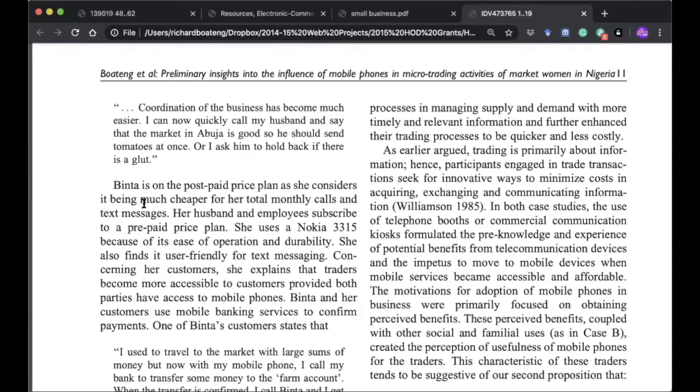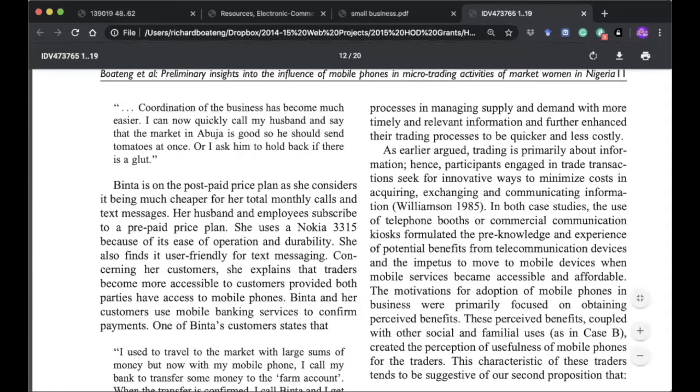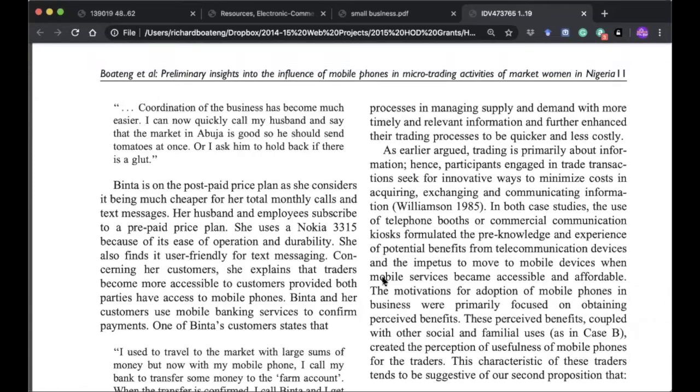Okay. Please, I hope you can all see what I'm sharing now. Binta is on the postpaid price plan. As she considers, Isaac, if you are there, respond to me. And Augustine, if you are not asleep, respond to me. I hope you can see what I'm showing. Binta is on the postpaid price plan. Yes, Prof, I can see.